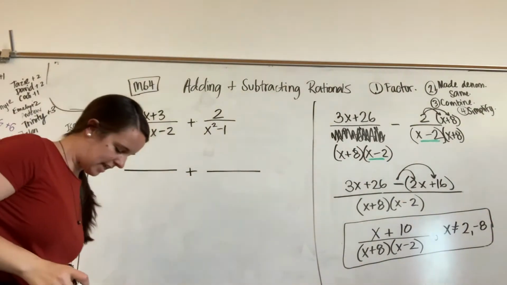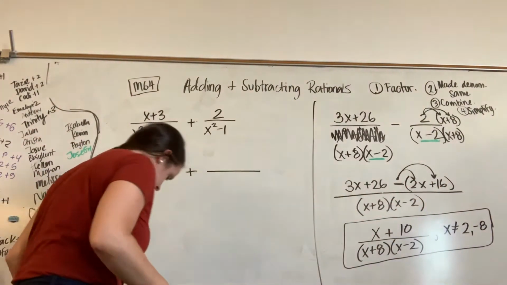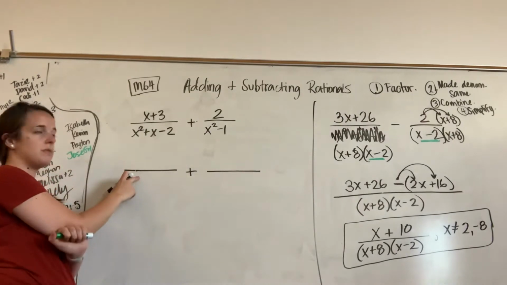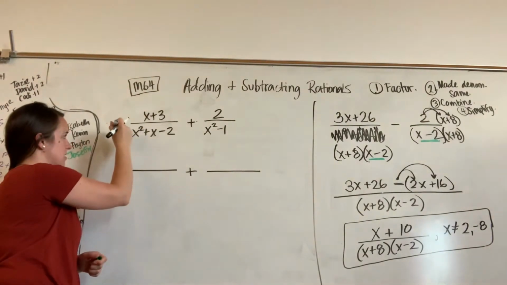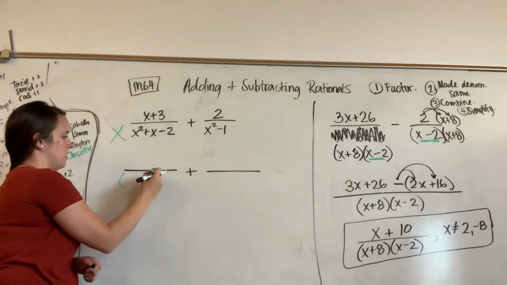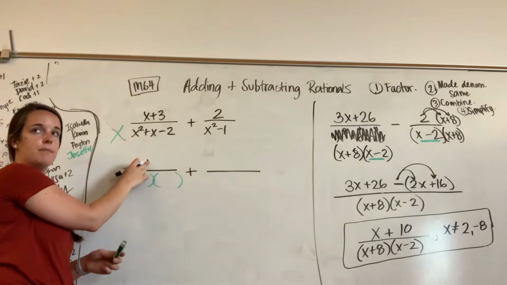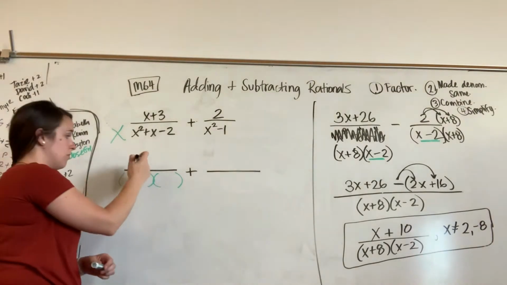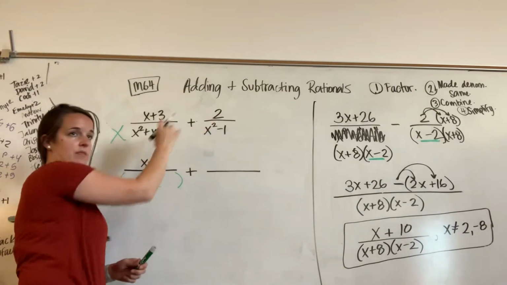What can and can't I simplify? The bottoms. The bottoms can or cannot? Can. Okay, this one's an x factor. This one's an x factor. Can be simplified. What about the top? Numerator? No. That's just x plus 3. Can 2 be simplified?